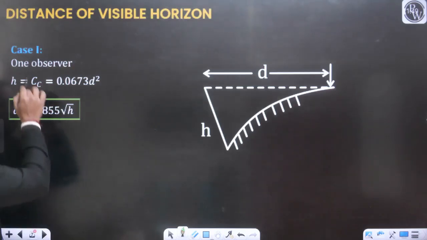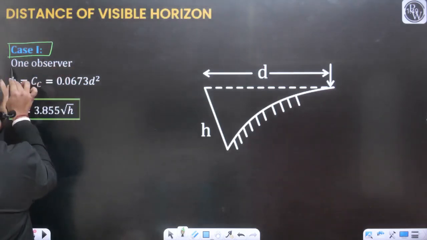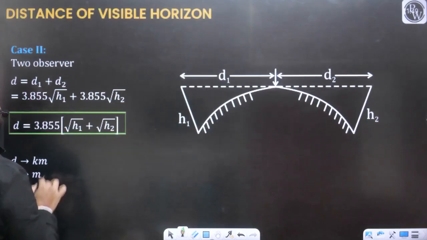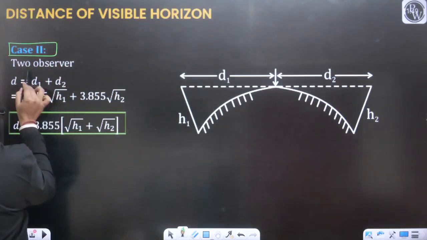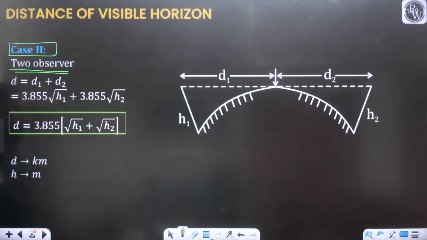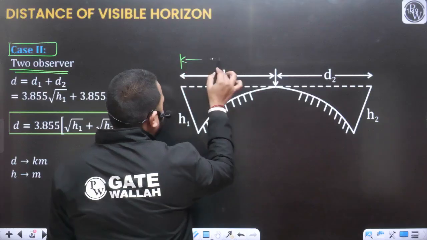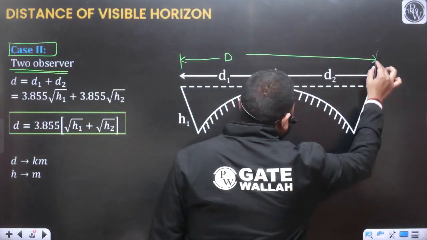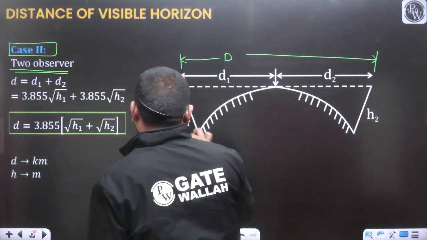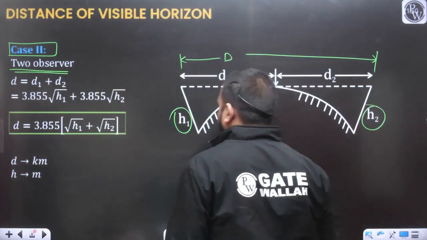So this was case 1 that we have covered, one observer. All these points we have covered. This is your case 2 when there are two observers. When there are two observers, in this case, this is going to be the total distance of the visible horizon between these two observers having the height h1 and having the height h2.